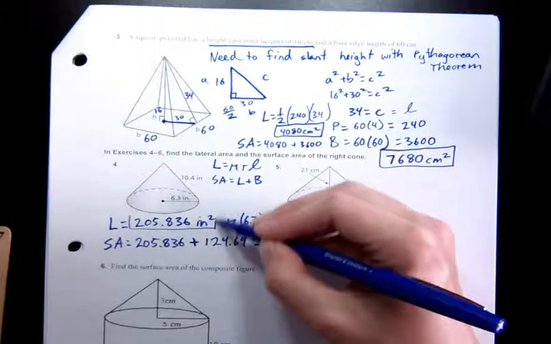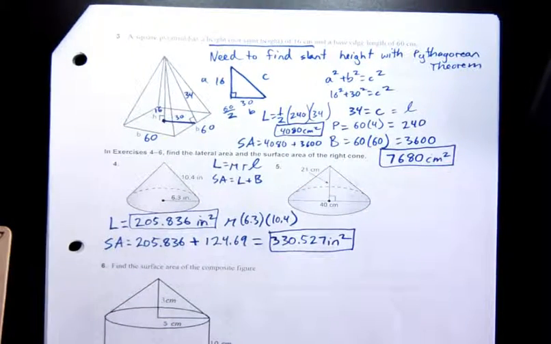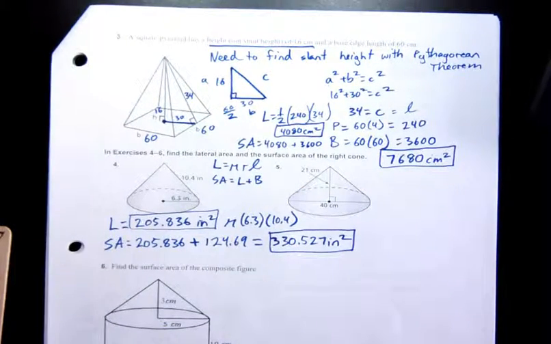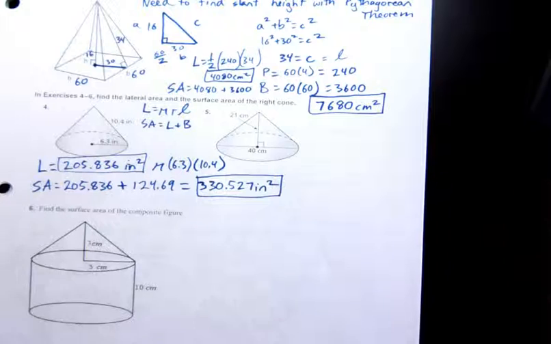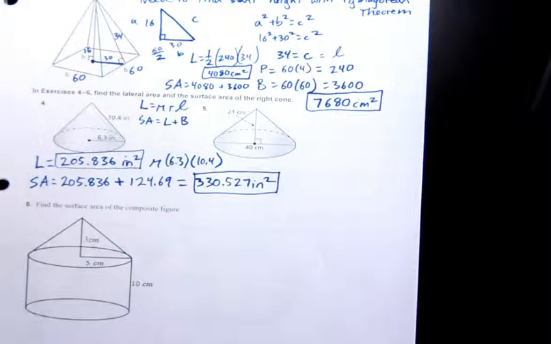Alright, is anything different in the next one? We don't know the slanted height. And so this one, is this going to be Pythagorean theorem or special rights? And how do we know? Pythagorean theorem, because we have two sides.